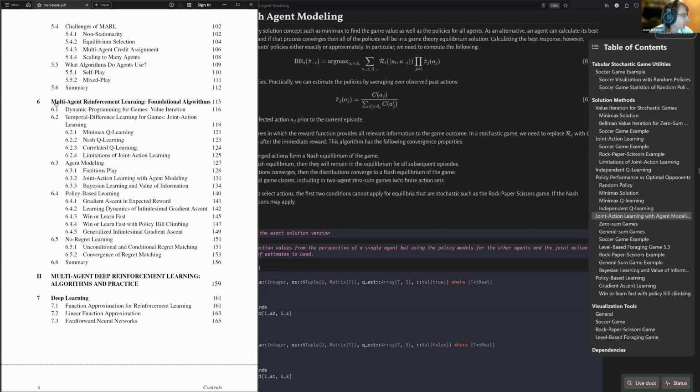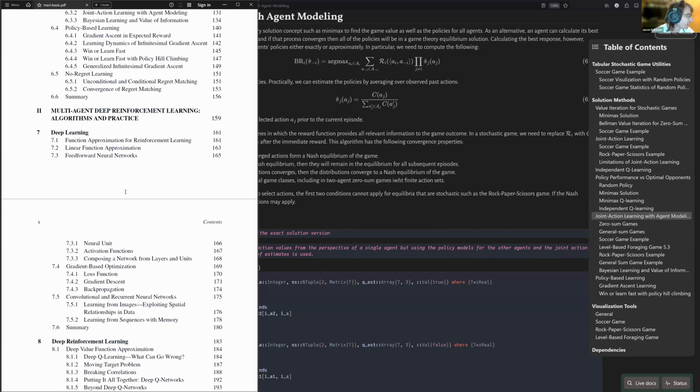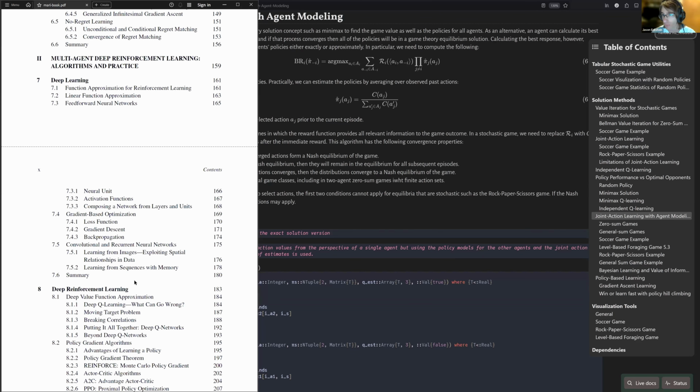Today we're going to be concluding chapter 6 in the multi-agent reinforcement learning book. Specifically, we're going to focus on the policy-based learning methods, which is the last part of chapter 6. But this will also conclude the first part of the book, which is really on tabular methods in multi-agent learning. And part 2 of the book will start introducing things like deep learning and deep reinforcement learning.